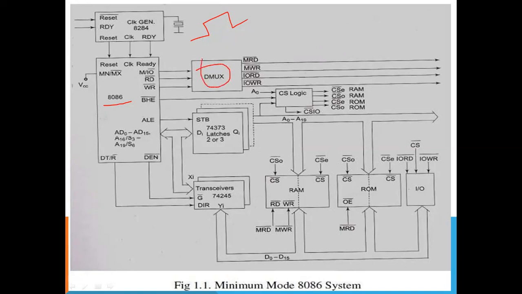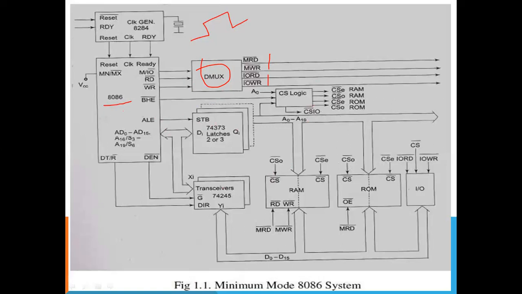Next one is multiplexing: memory read, read signal, write signal. We have to read or write the data. Read means giving the input from I/O devices or memory devices to the processor. Write operation means that after the execution, we receive the output from the processor and send it back to I/O or memory. So demultiplexing can be used to differentiate memory read and memory write, I/O read or I/O write.